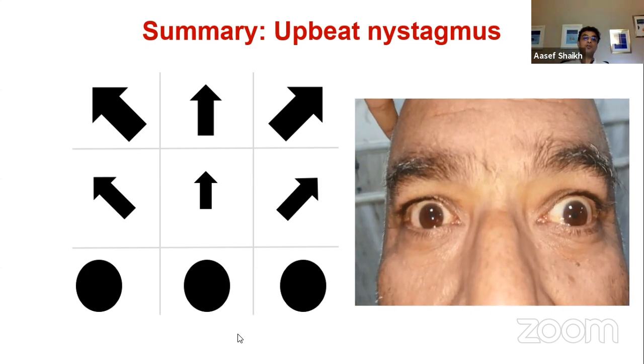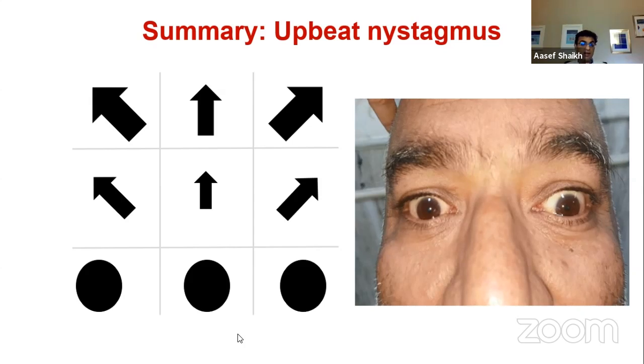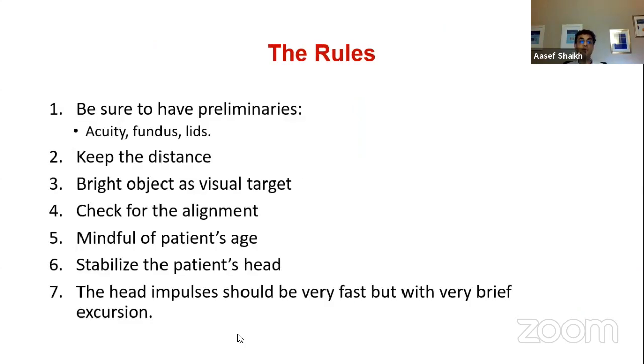And with that, I want to summarize the rules again. Remember the rules of examining gaze. Be sure to have your preliminaries. Keep your distance. Make sure the patient is not converging because it can suppress some nystagmus. The object should be bright. You should check alignment of the eyes. Be mindful of your patient's age. Stabilize the patient's head, because otherwise it can create problems and you won't be able to assess gaze very clearly. And head impulse should be fast but with brief excursions.